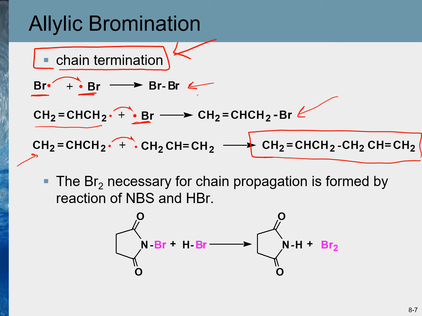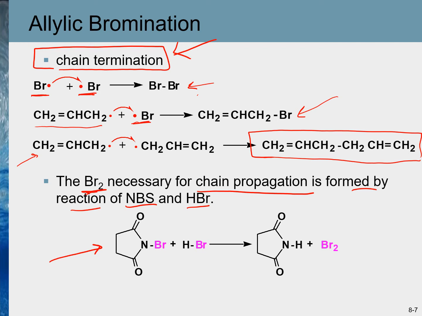In step 2 of the propagation step, we saw that the allyl radical reacted with the bromine gas. So that bromine gas, which is necessary for chain propagation, is formed by the reaction of NBS with HBr as shown here.